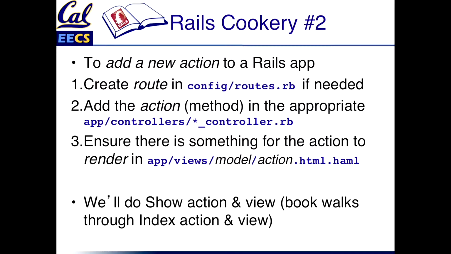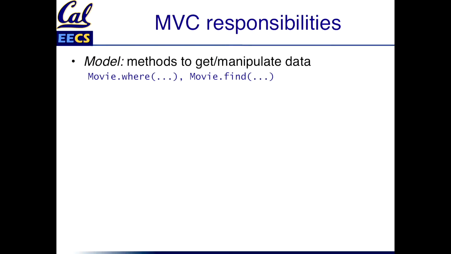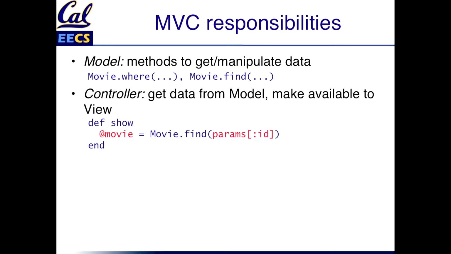So we're going to use the show action and the view that goes along with it as our walkthrough example here. The book walks through the index action, which is a little bit different, so this way you get two different types. So remember the responsibilities in model view controller. The model is where all the action happens. The model manipulates the data, talks to the database. The controller gets stuff out of the model and makes it available to the view.